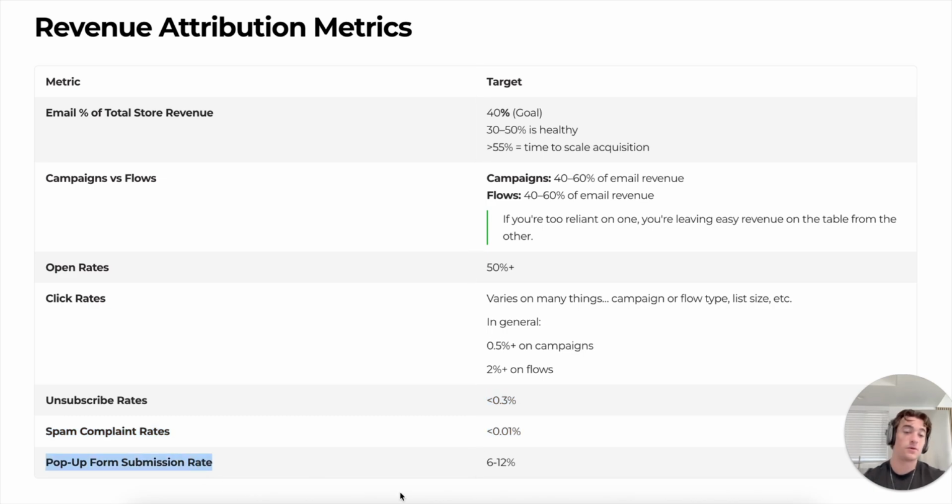Pop-up form submission rate: we want our list growth pop-up forms to be converting at around 6 to 12%. If we do a 4 to 6 second time delay trigger, we want at minimum 6%, ideally 10% plus. We have some brands where we're getting 20 to 30% opt-in rates. That's money. That is getting you a ton off of your website traffic. We want to be at around 6 to 12% minimum. So those are the core metrics that we want to be hitting in our account that we are going to be teaching you to review.